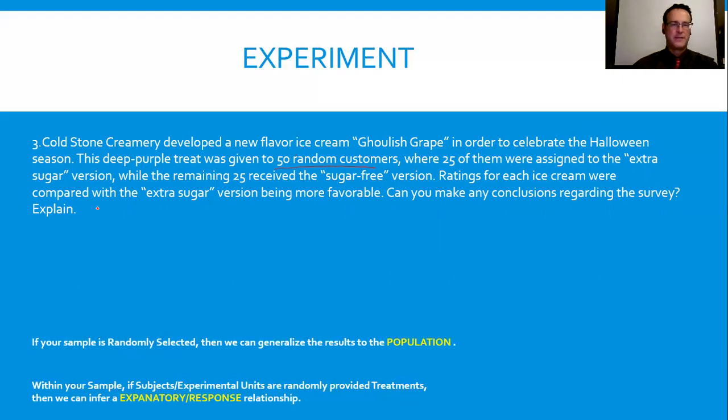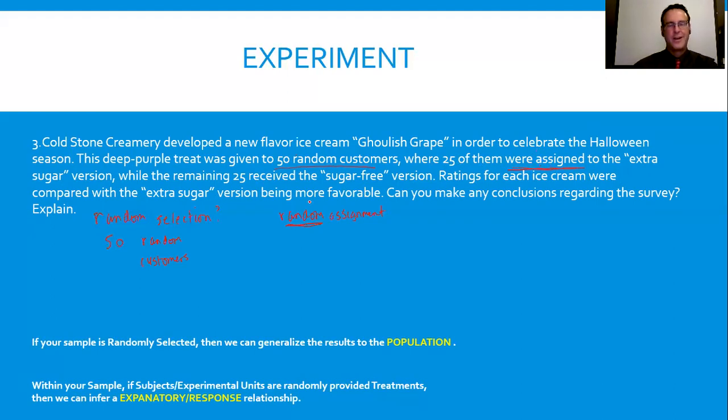Okay, so let's see if we have any type of random selection. If I said 50 random customers, I'm going to say that's probably legit. Now, do we have any type of random assignment? See what it says over here, where 25 of them were assigned. Is the word random in there? No. So make sure you have that full phrasing.